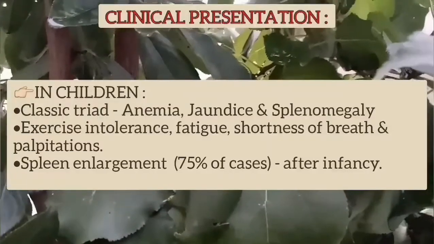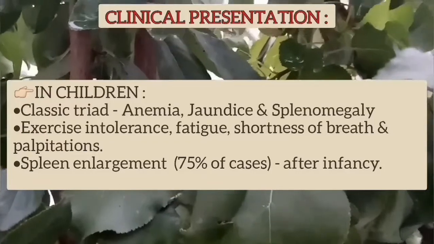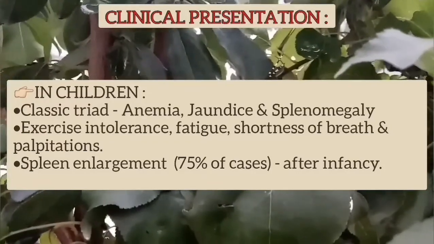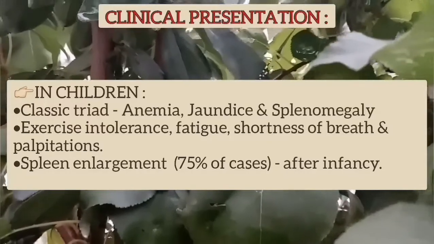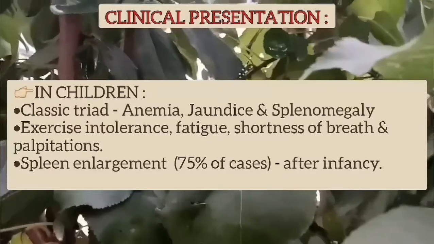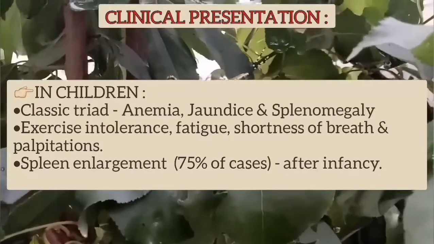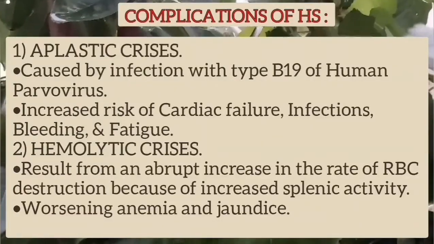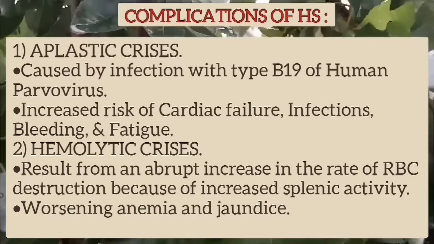Now in children, the classic triad of anemia, jaundice and splenomegaly is present. There is also exercise intolerance, fatigue, shortness of breath and palpitation. Now spleen begins to enlarge after infancy and is usually present in 75% of the cases. Now friends, I will discuss the complications of hereditary spherocytosis.